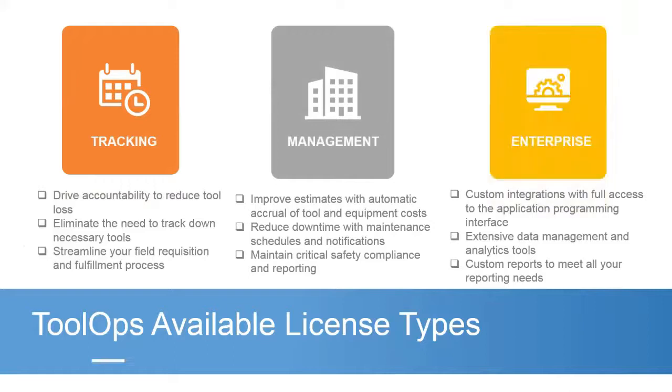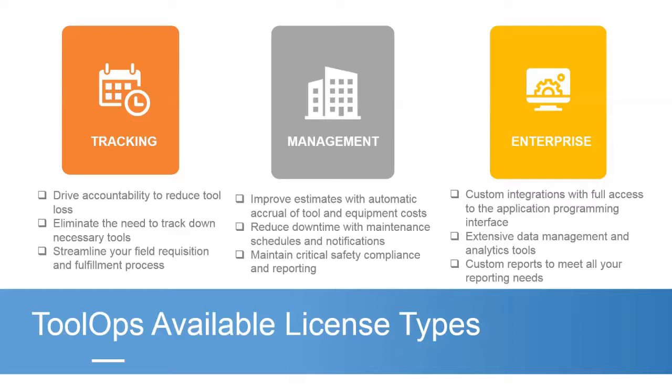Okay, so there are various license types available within this solution. So I just want to mention that there's tracking, management, and then there's enterprise. Tracking is something that is integrated with only 100, tracking your tools, equipment, and consumables. It drives accountability, reduces loss, and decreases costs by eliminating unnecessary purchases. The management version of this allows you to integrate with both 100 and 300, and so does the enterprise version as well.